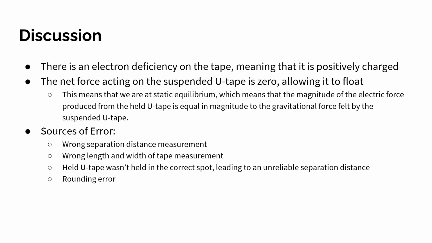There is an electron deficiency on the tape, meaning that it is positively charged. The net force acting on the suspended U-tape is 0, allowing it to float. This means that we are at static equilibrium, which means that the magnitude of the electric force produced from the held U-tape is equal in magnitude to the gravitational force felt by the suspended U-tape.